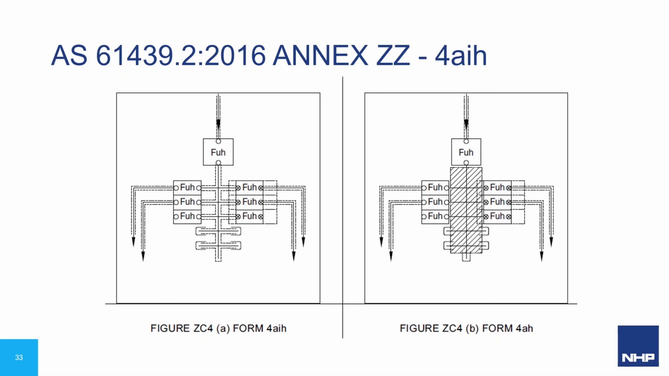Furthermore, we now have to achieve separation between the functional units from other functional units and separate terminals for outgoing conductors from other terminals for outgoing conductors. This is achieved by the functional unit housing, hence the H in the Form 4AIH.